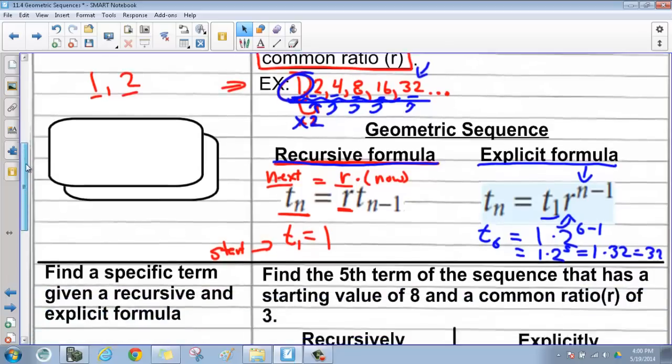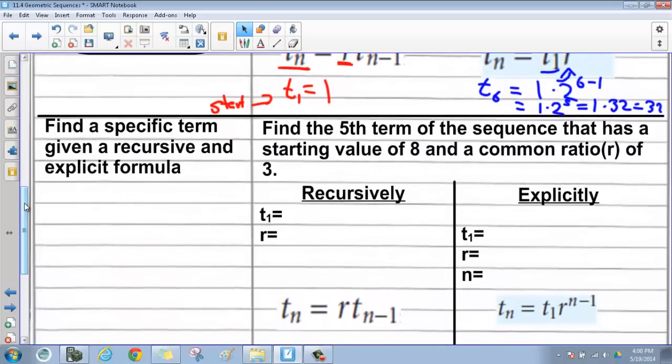In this next part, let's see what we're doing. We are going to use these 2 types of forms, recursively and explicitly, to find the 5th term of a sequence that has a starting value of 8 and a common ratio of 3.